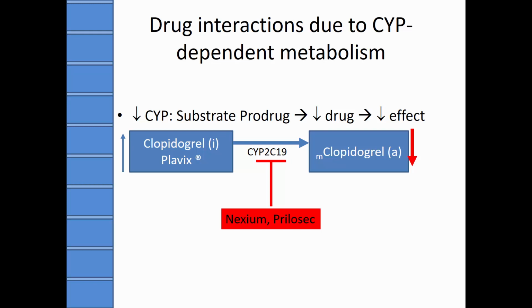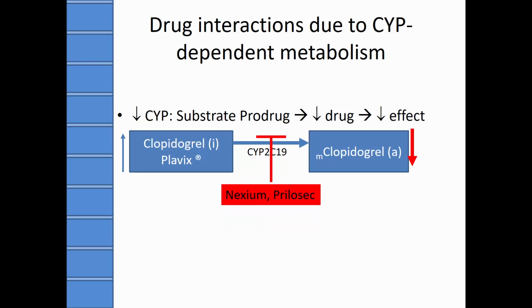So if concurrently the patient is on a very common drug like Nexium or Prilosec, Prilosec has the ability to inhibit CYP2C19. As a result, the inactive form of the drug persists more and you have less of the active form. This leads to an inactive drug, and this could be fatal, particularly in cases where clopidogrel is used in a hyperthrombotic situation.